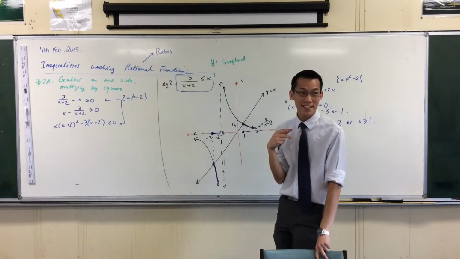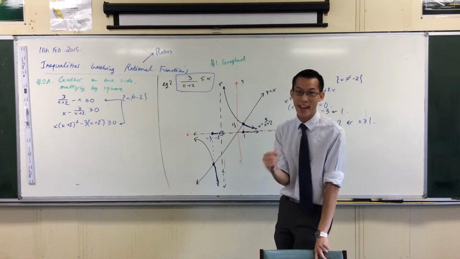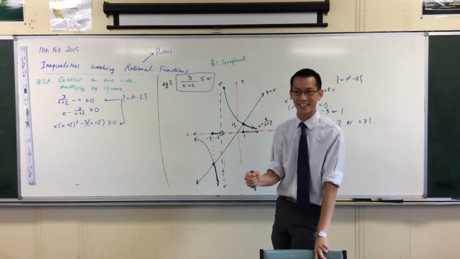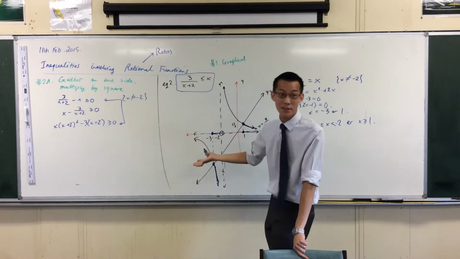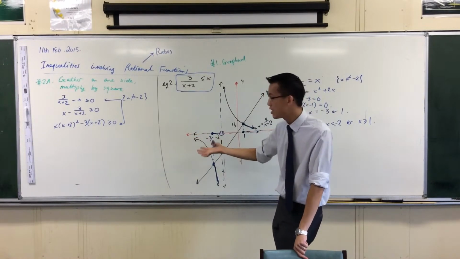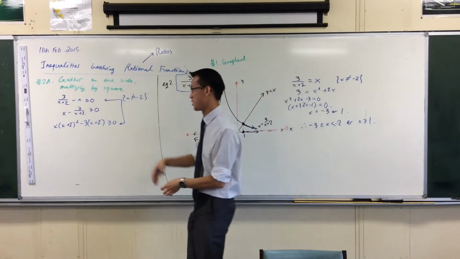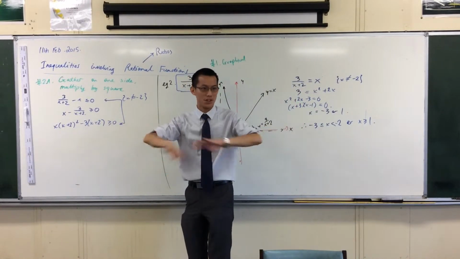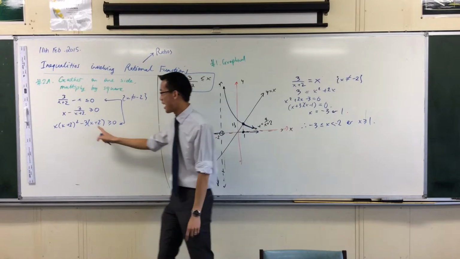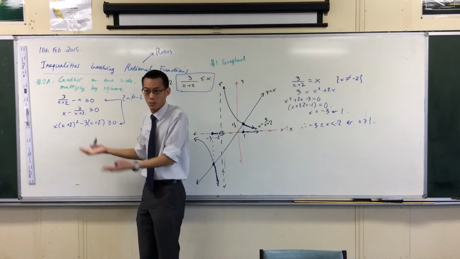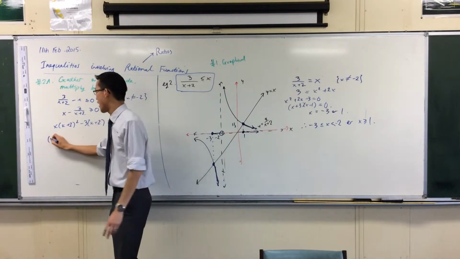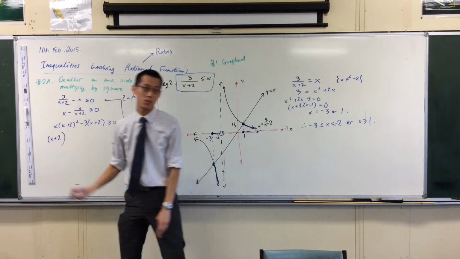If you're like me, your first instinct is to expand. And that's a terrible instinct. Why? Because you can take out x plus 2, because it's already factorized for you. So you might as well retain that factor. Don't expand out, because then you turn it into an unfactorized cubic, which is a mess. And you're going to have to take that x plus 2 out anyway, because we want to know what this thing looks like, and a factorized form will be tremendously useful for us.